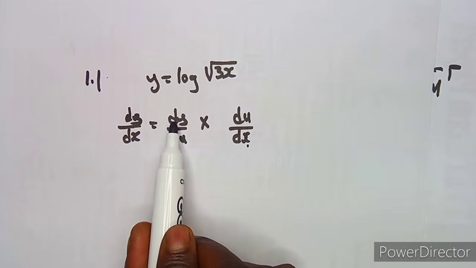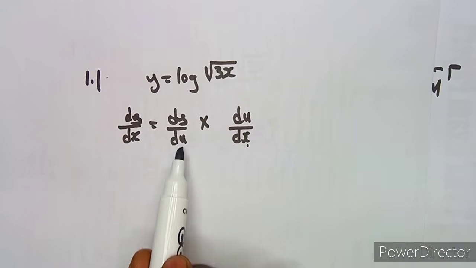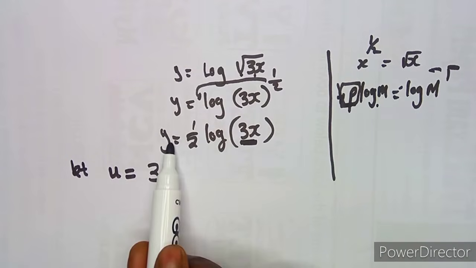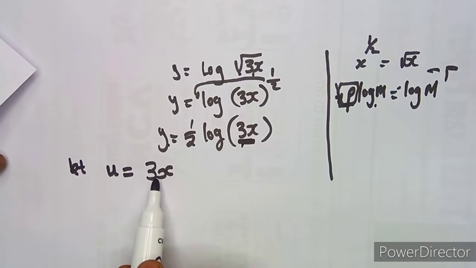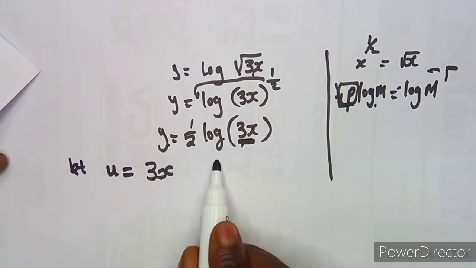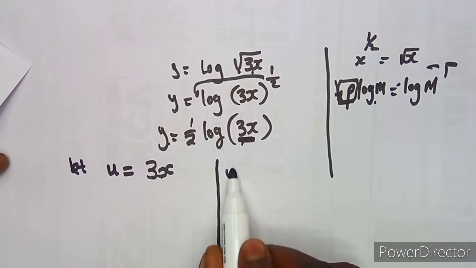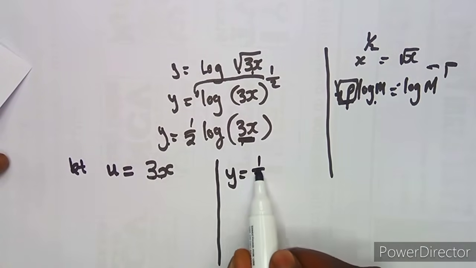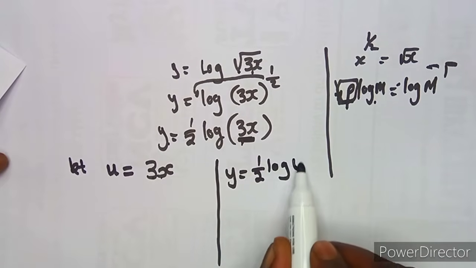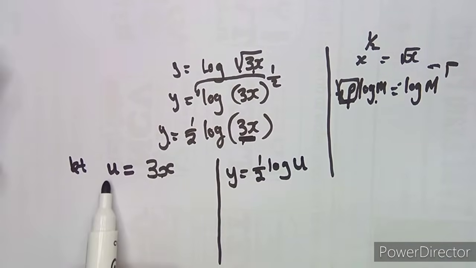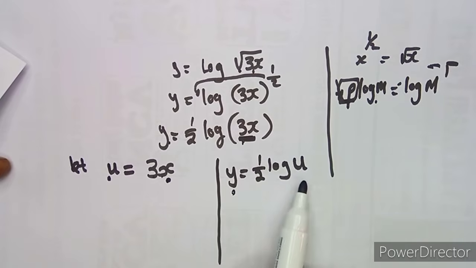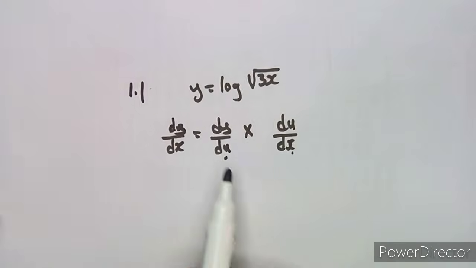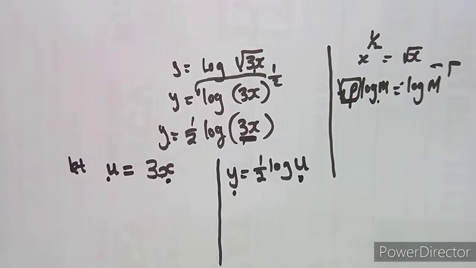Then y is going to be an expression in terms of u. In order for y to be written in terms of u, I'm going to substitute u in place of 3x, so that the expression is written as y is equal to half log u. That way you can obtain the derivative of u with respect to x and the derivative of y with respect to u, just like what we are given on the formula. So let's do it, guys.